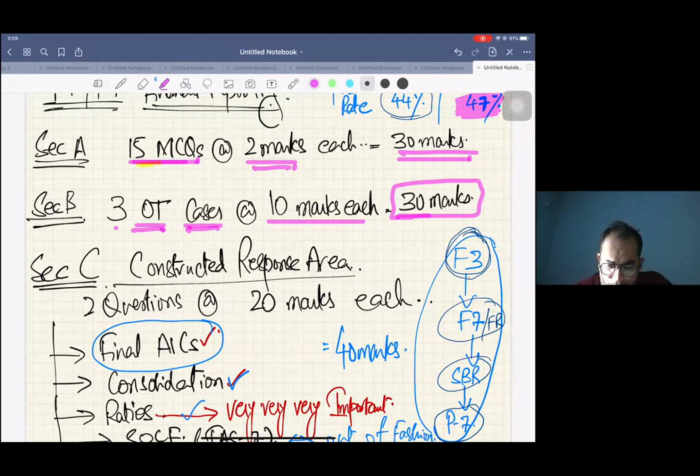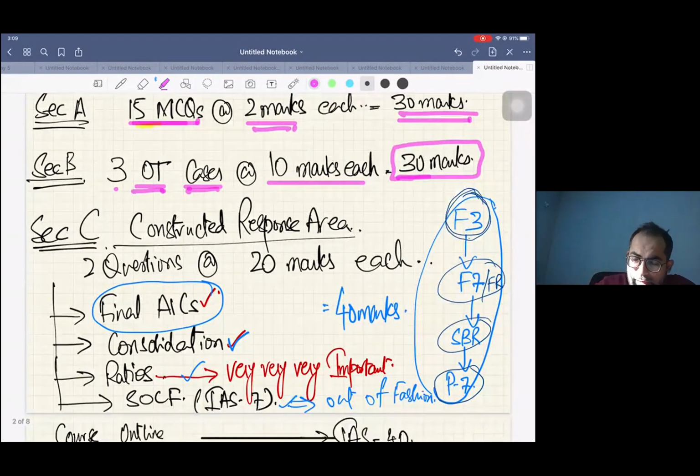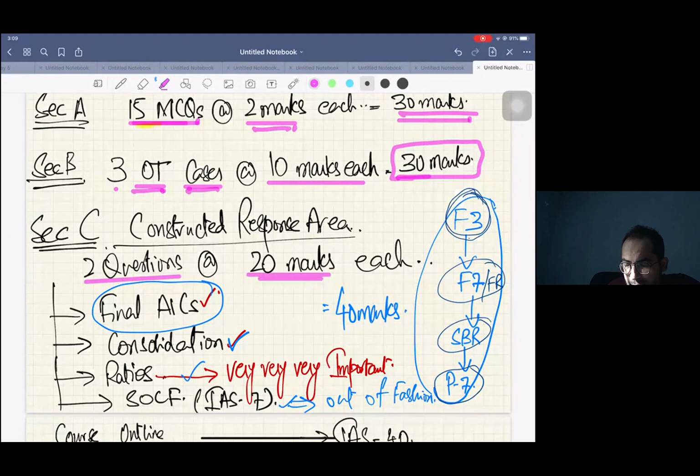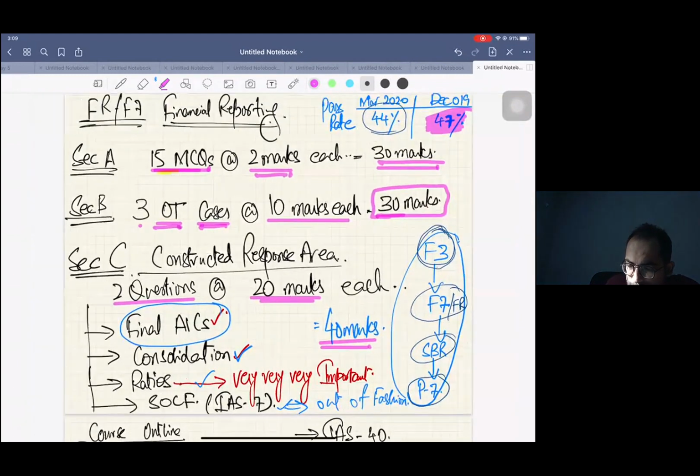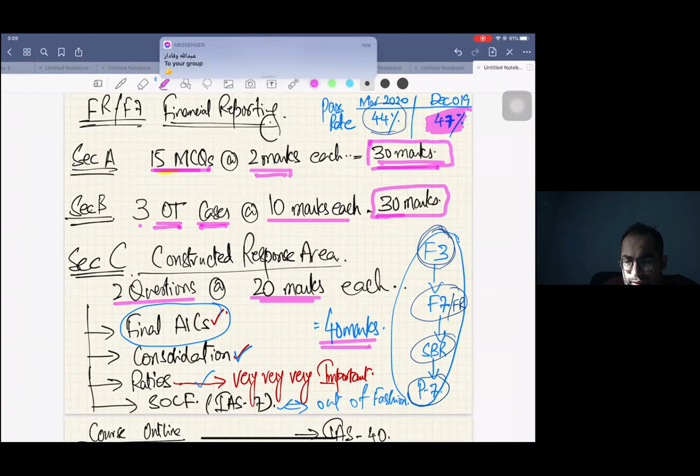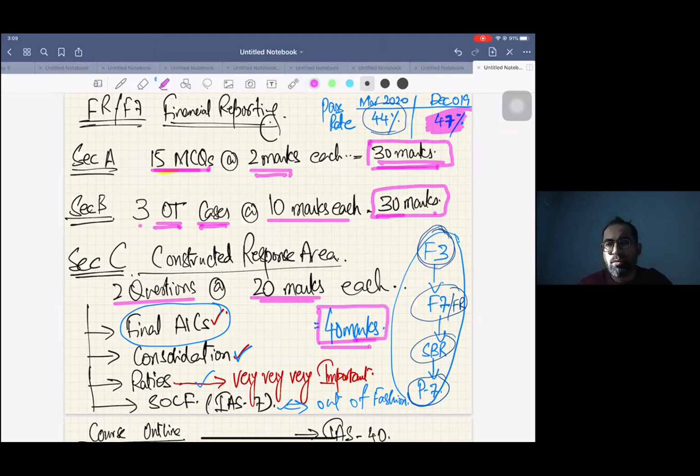Okay. Now, in section C, you will have 2 questions at the rate of 20 marks each. So that means 40 marks. Now see, 30 marks from section A, 30 marks from section B, and 40 marks from section C. This makes 100 marks total.